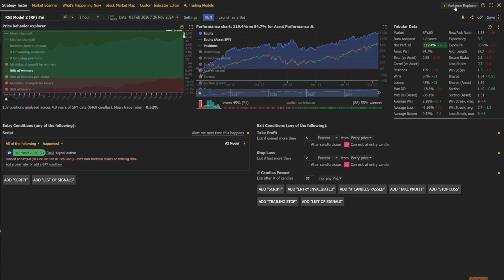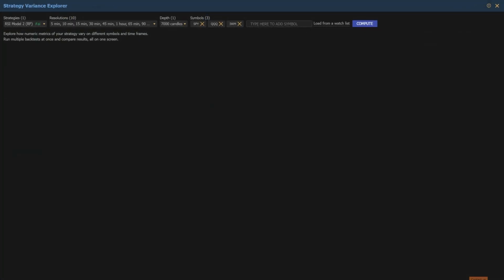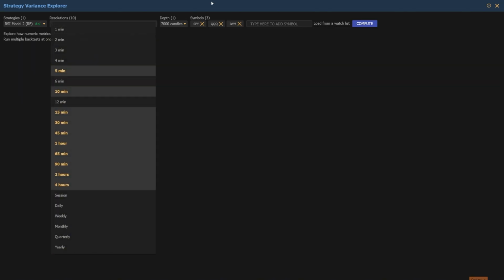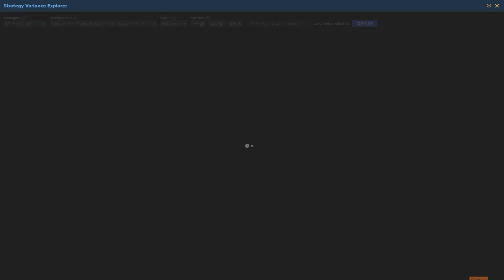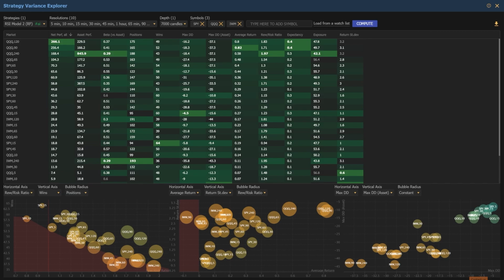The next step was to evaluate how the strategy performed across different timeframes and assets using the Strategy Variance Explorer. Testing included a range of new time frames from the 5-minute, 10-minute, 15, 30, 45, 65, 90, 2-hour, and 4-hour. On the asset side, the focus remained on the major indexes, specifically the QQQ and IWM, to complement the original SPY analysis, and the results were eye-opening.